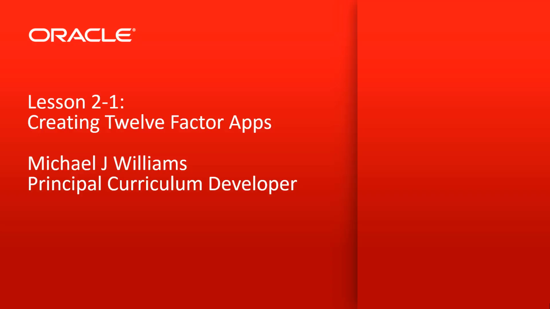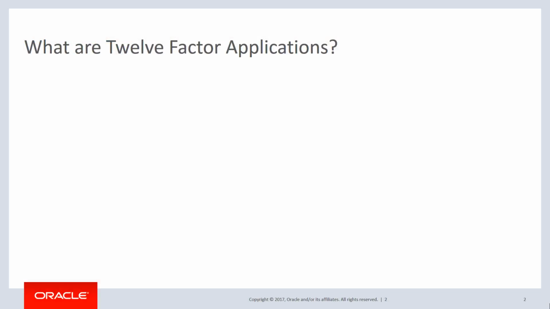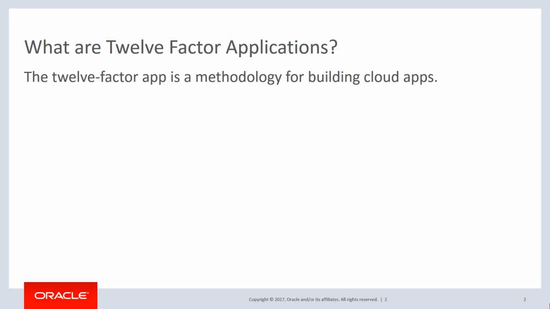In this lesson, we're going to talk about 12-factor applications. So what are 12-factor applications? It's a methodology for building cloud apps. The app we build in this course is 12-factor compliant, and when we use the Oracle Application Container Cloud Service, that is also 12-factor compliant. The design is to create applications that run well in the cloud.